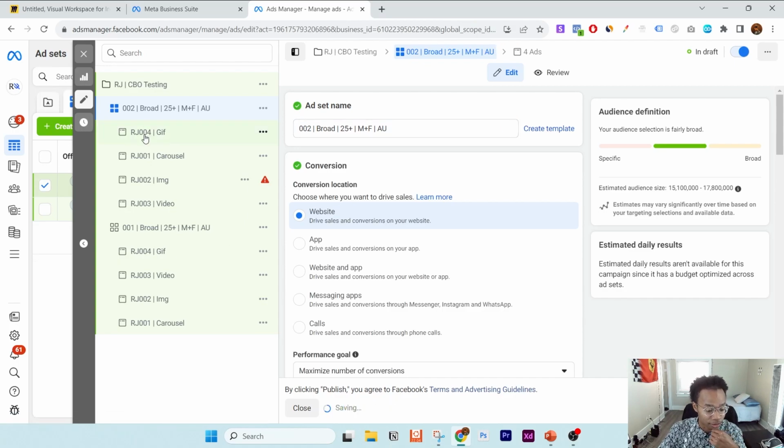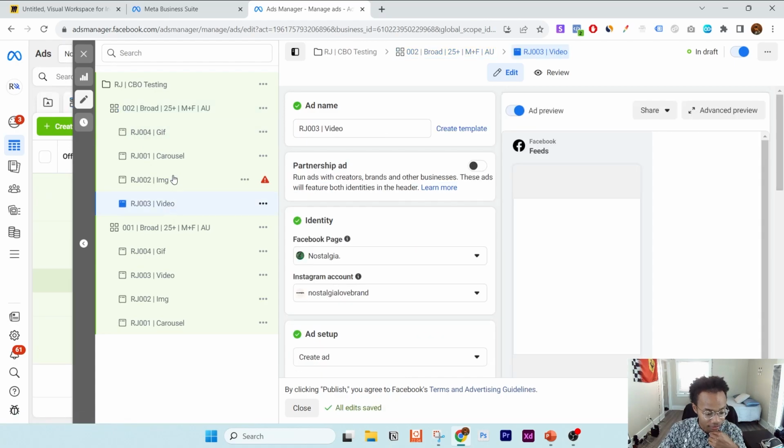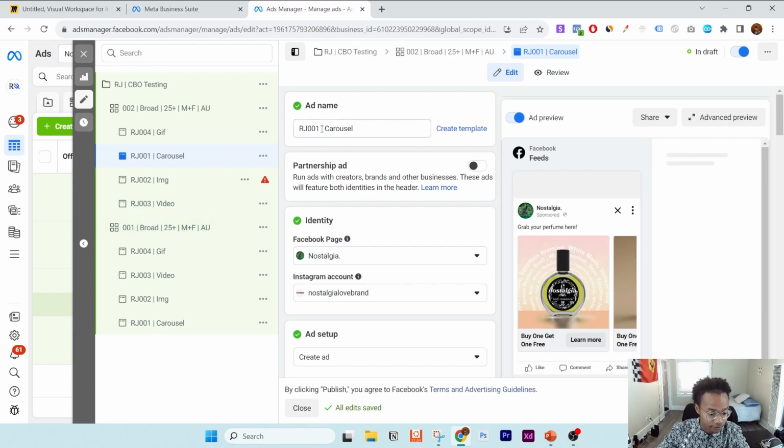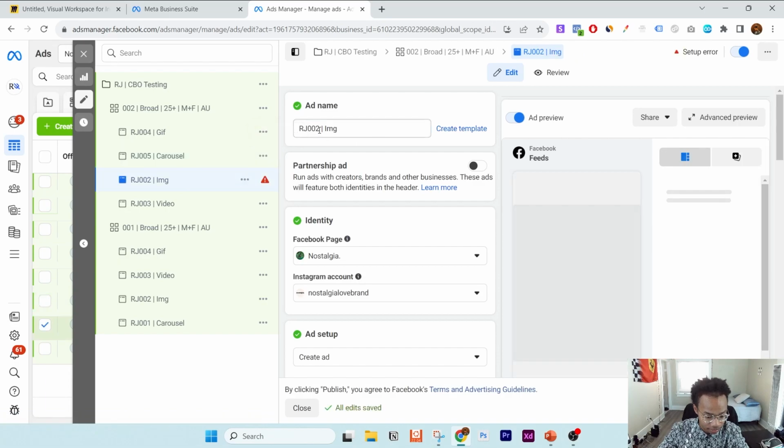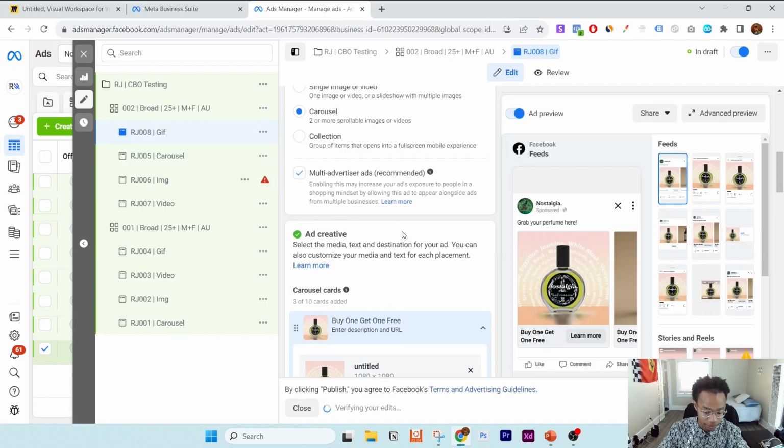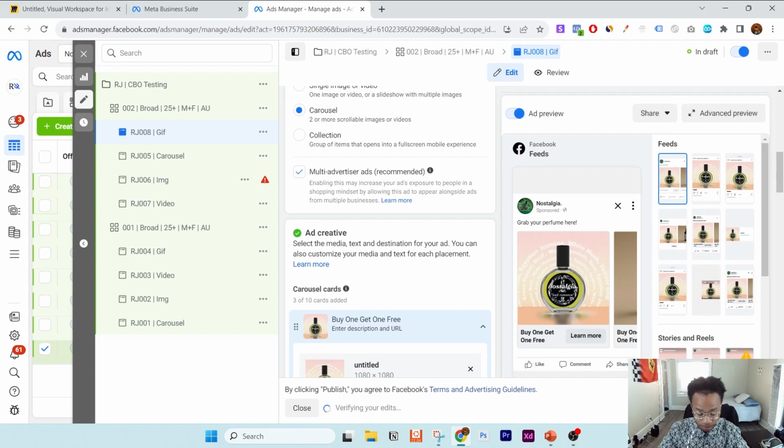But now we're going to actually change this. We're going to change the different creatives now. So instead of RJ001, this is going to be RJ005. This is going to be RJ006 for the image. Of course, once that's ready to go, what you're going to want to do is you're going to click publish, make sure everything is all good to go, make sure your settings are exactly how you like it. And this is essentially how you go about testing your Facebook ads using the CBO strategy.